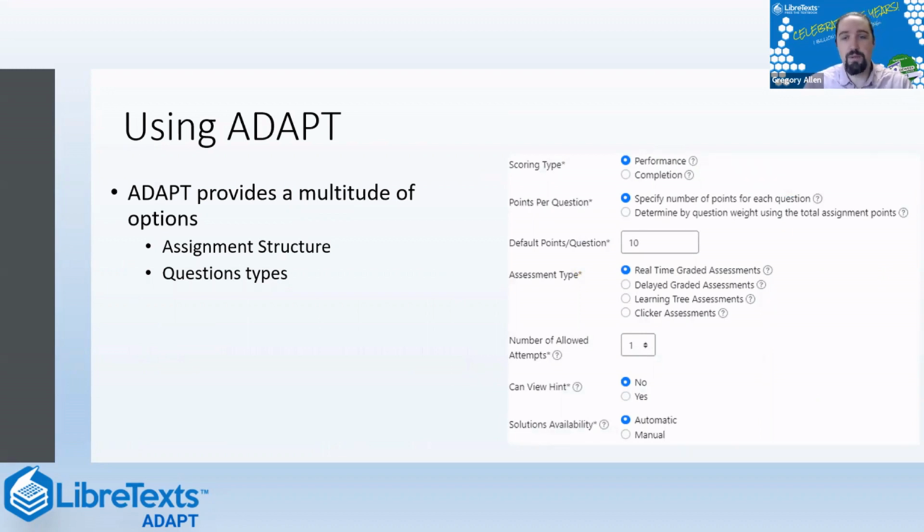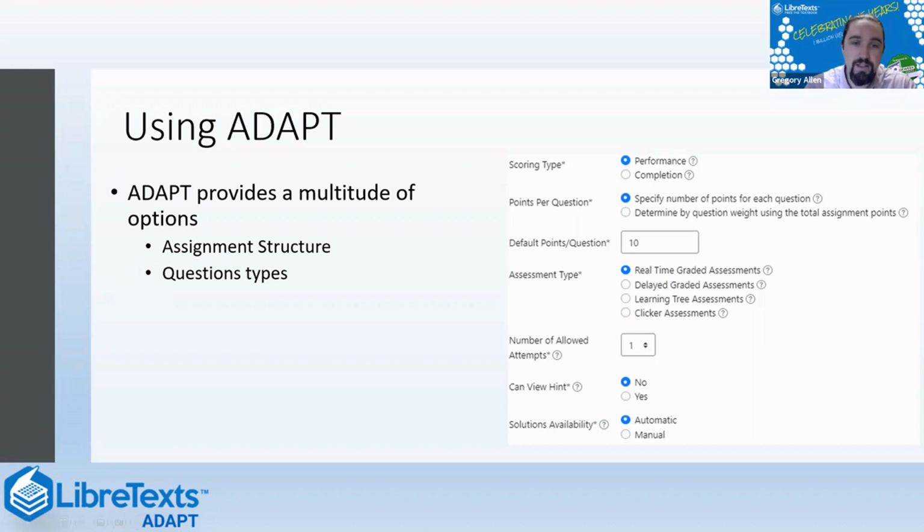So what I really appreciate and like about ADAPT is that it provides a multitude of options. This is options in assignment structure as well as question types. So here I just have a screenshot of different options you have when making an assignment. So we have different ways you can score the questions, performance or completion. If you want your students to be graded on whether or not they got the answer correct, you can do performance. Completion, if they just participated. And I'll talk a little bit about how I use these two different scoring types.